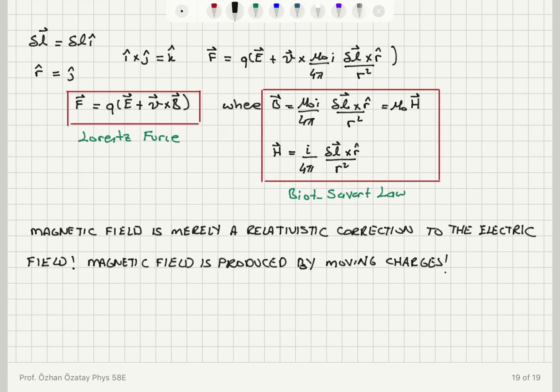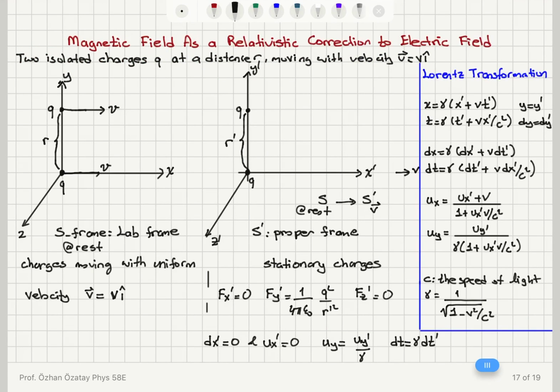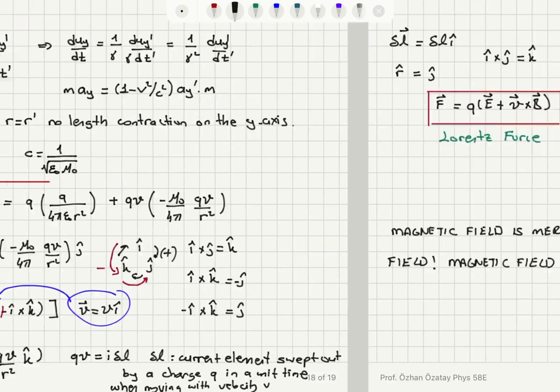So we find that a magnetic field measured in the lab reference frame is a relativistic correction to the electric field. It is produced by moving charges. So if you have charges moving with velocity v with respect to the lab reference frame, you will be measuring a magnetic field.